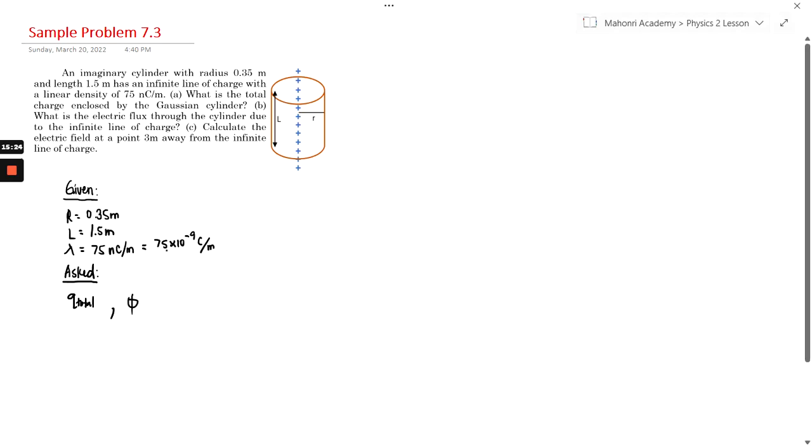So what is the electric flux through the Gaussian cylinder? And lastly, it's asking what is the electric field 3 meters away. So if I measure this distance of 3 meters, what is my electric field here? That's basically what it's asking.